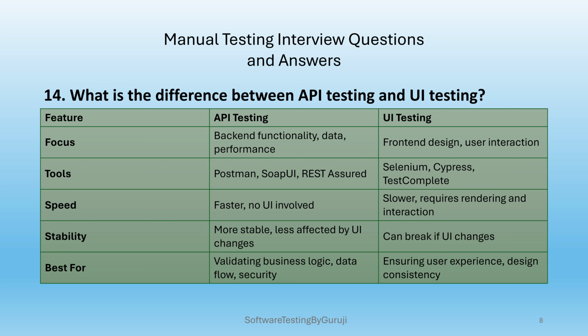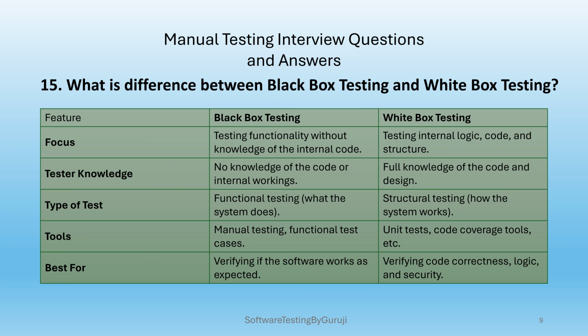API testing stability: more stable, less affected by UI changes. UI testing stability: can break if UI changes. API testing is best for validating business logic, data flow, security. UI testing is best for ensuring user experience, design and consistency. Let's move to the next question. What is the difference between black box testing and white box testing?